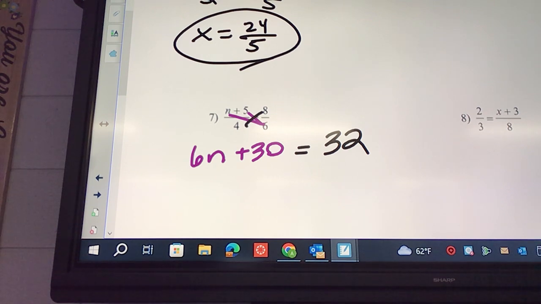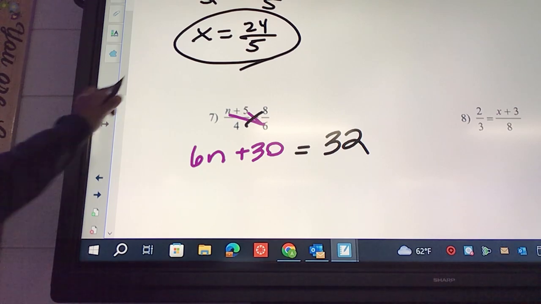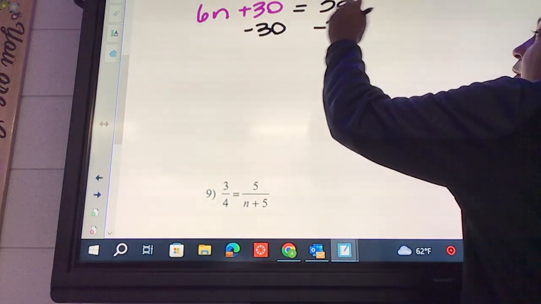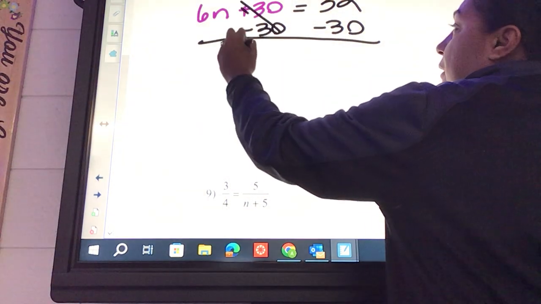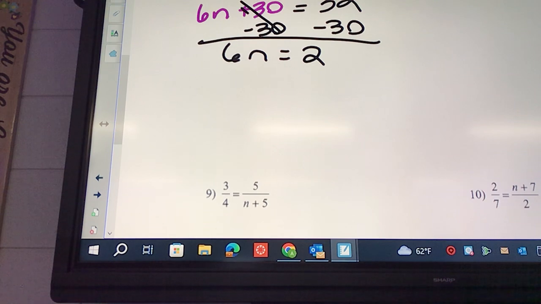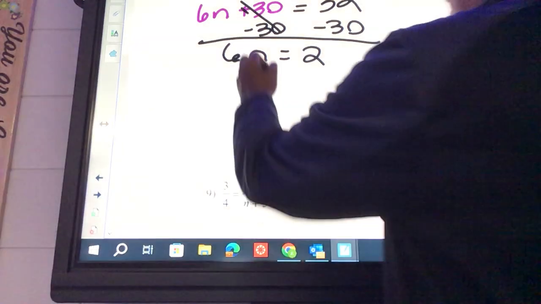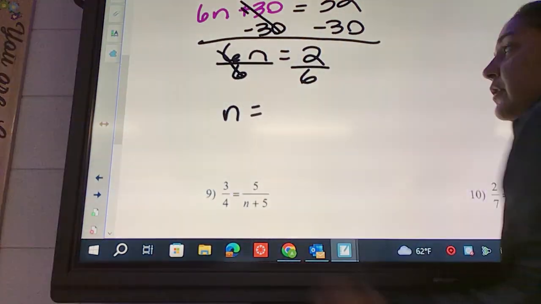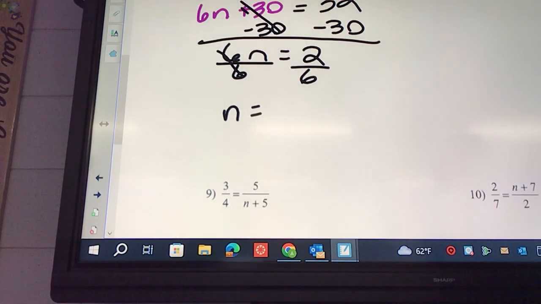Okay, then what needs moved? The 30 needs moved, so we're going to say minus 30 from both sides. So I got 6n equals 2. And then what? Divide by 6. What is 2 divided by 6? 1 over 3.